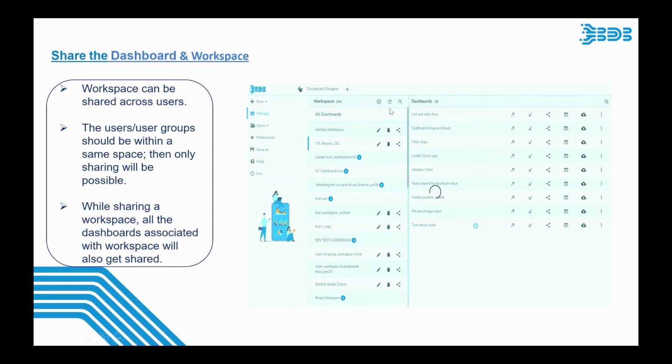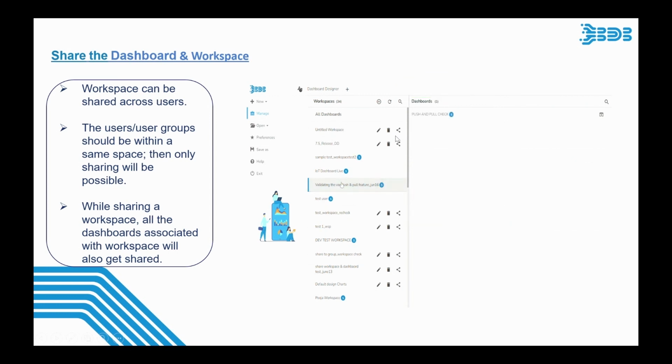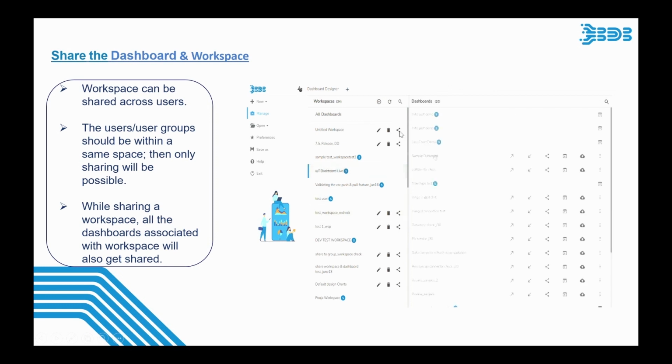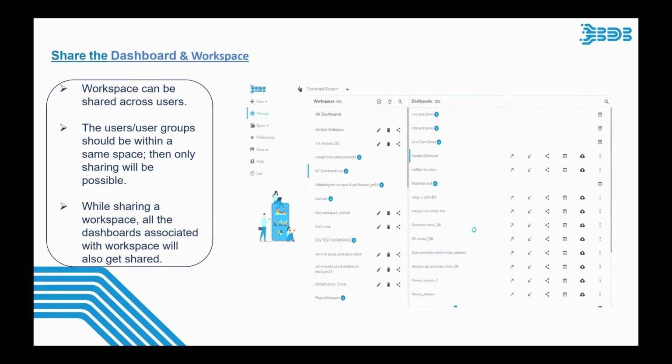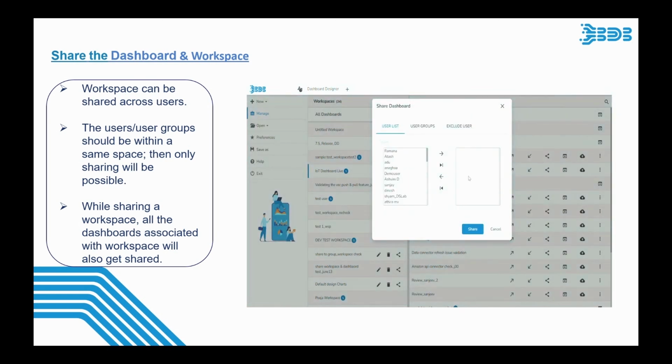So you can see on the right hand side, this is a GIF where we have the dashboards. These are the dashboards on the right hand side, and these are the workspaces. So we can see here we have the share icon. It will be displayed in both places, for sharing the workspace and sharing the dashboards, right? So the one condition is that the user can share the workspaces and the dashboard within the space. Means the user and the group should be within the same space. If it is in the same space, then only the user can share the workspace and the dashboard.